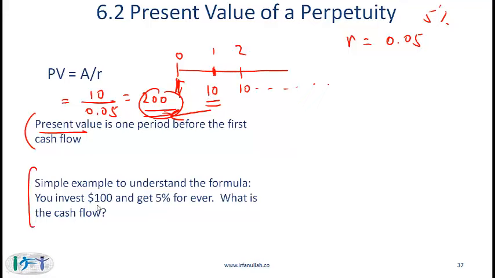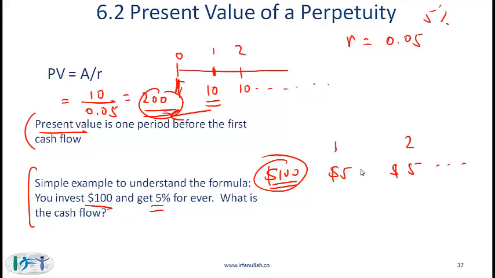If you invest $100 and get 5% forever, what is the cash flow? So if at time t equal to 0 you invest $100 and get 5%, then every year you will get $5. So notice then, $5 every year forever, where the first payment is received at the end of year 1, is the same as having $100 today, assuming a 5% rate.